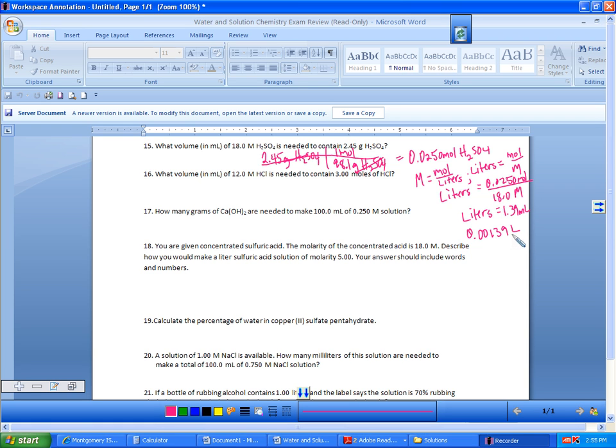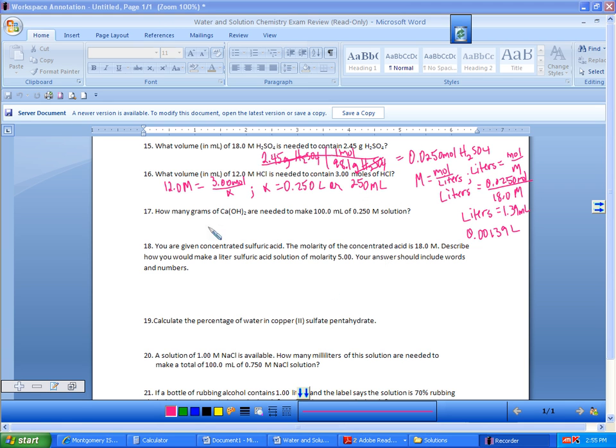All right, let's look at number 16. Number 16 says what volume in milliliters of 12 molar HCl is needed to contain 3 moles of HCl. So I said, okay, well, I know that I have 12 molarity is equal to 3 moles over X. So X is going to be 0.250 liters or 250 milliliters. Same thing.